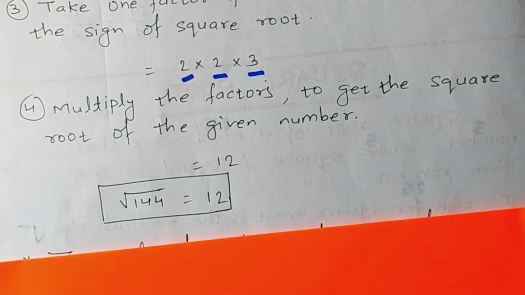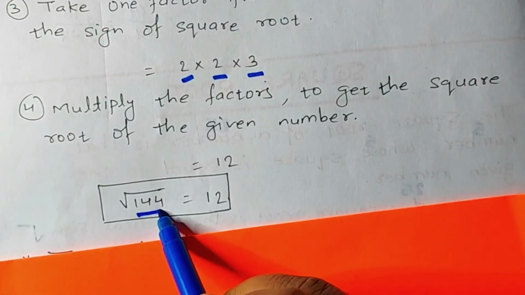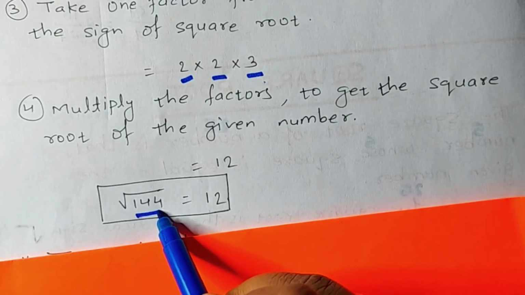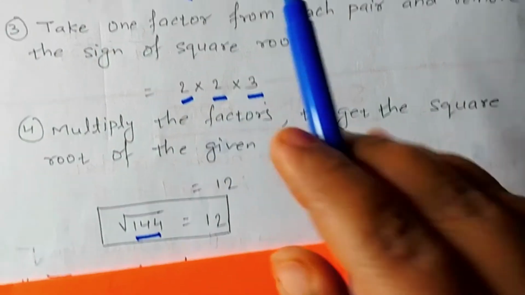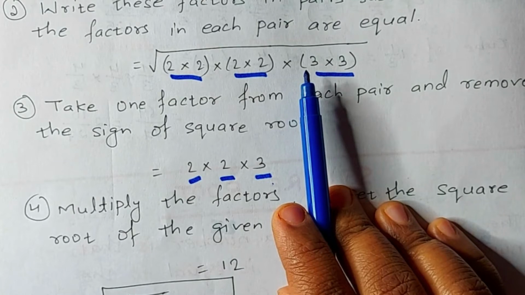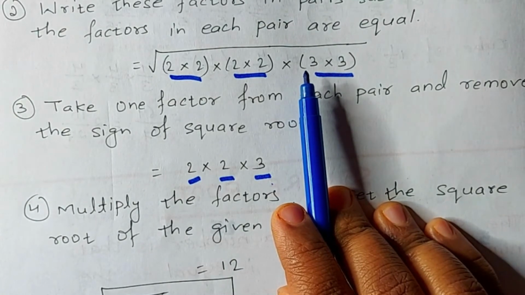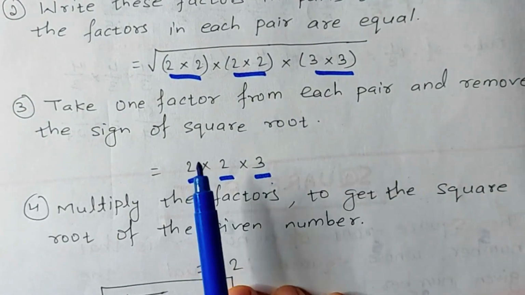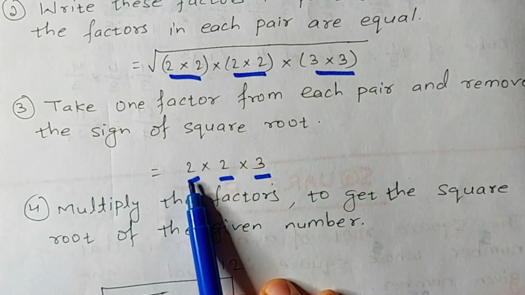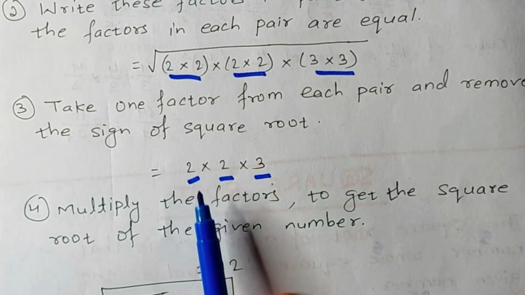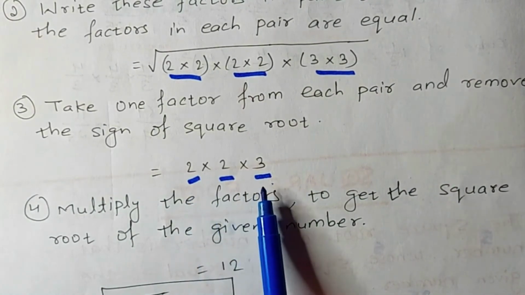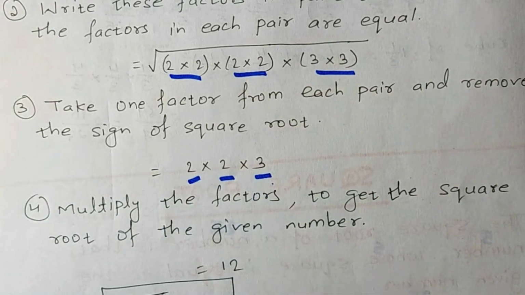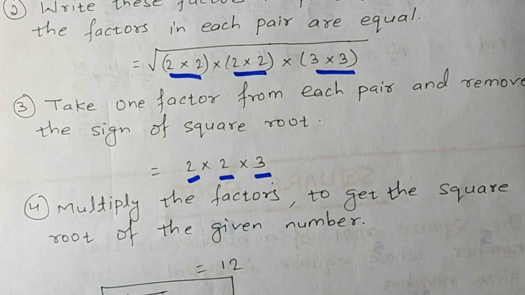Once again, for the number whose square root we have to find, we first do prime factorization and get its prime factors. Then make pairs of the prime factors. In each pair, equal numbers must be there. From each pair, we take one factor and remove the square root sign. At last, we multiply the taken prime factors to get the square root of the given number.